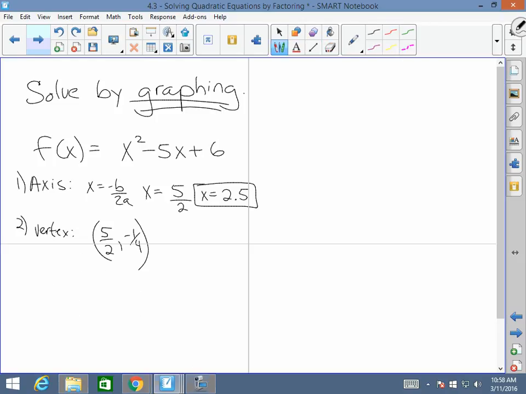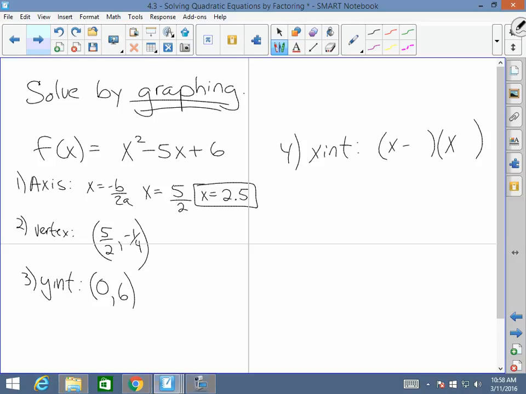What's my y-intercept? Very good. 0, 6. And now that extra point is not needed. We know how to solve, especially this one because it's factorable. I got to find my x-intercepts or my solutions. So I've got x, what times what is positive 6, and added together is negative 5? Negative 2 and negative 3, so x equals 2 and 3.